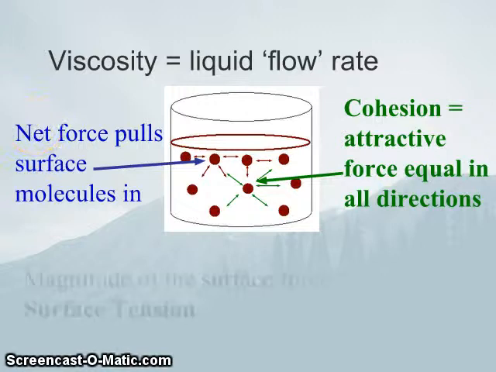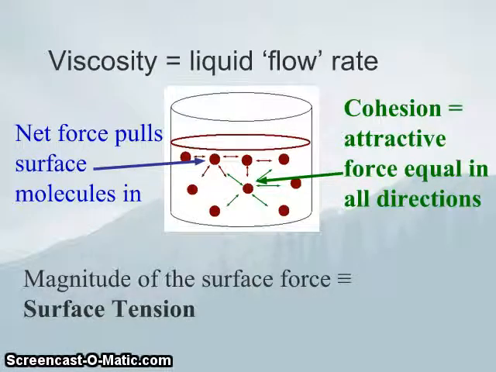Now the magnitude of that net surface force, we have a term for it. It's called surface tension, and it's just a measure of the strength of that particular force. And some liquids have a much greater surface tension than others.